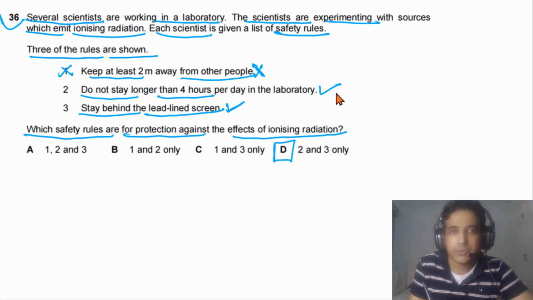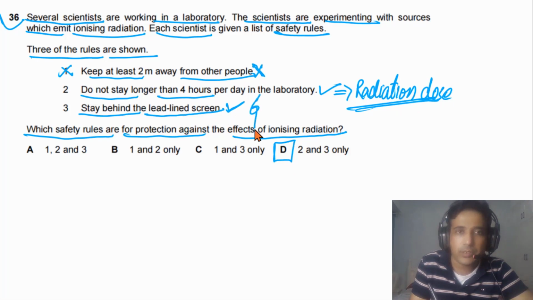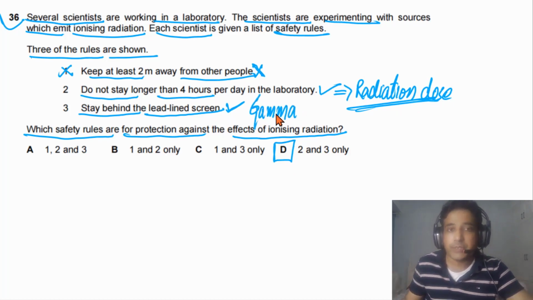So this will increase the radiation dose if you stay longer than 4 hours. And this one will protect from gamma radiation, and also other types like beta and alpha as well.